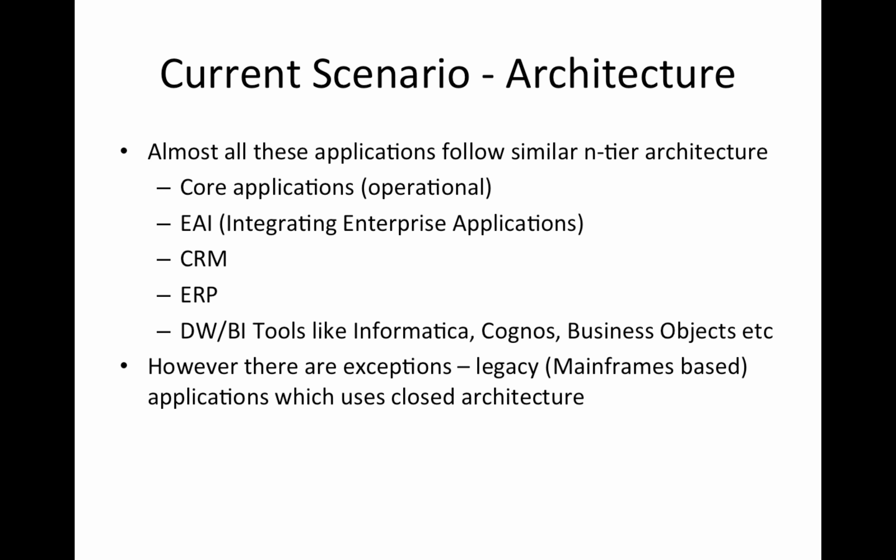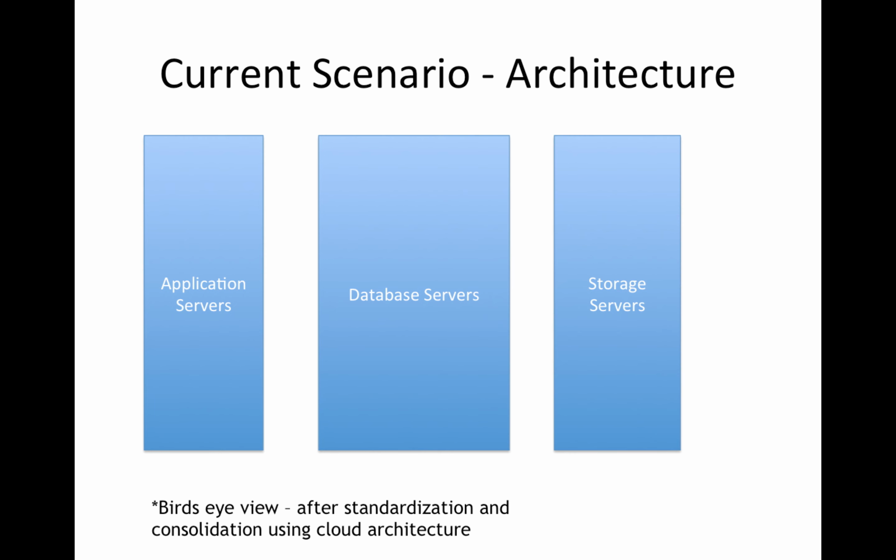Okay, so almost all these applications follow similar N-tier architecture, whether it is core applications or enterprise integration applications, CRM, ERP, DW or BI tools. All of these use the same architecture in the enterprises. However, there are exceptions. For example, mainframes, which use closed architecture, might not fit into the architecture which I have explained earlier.